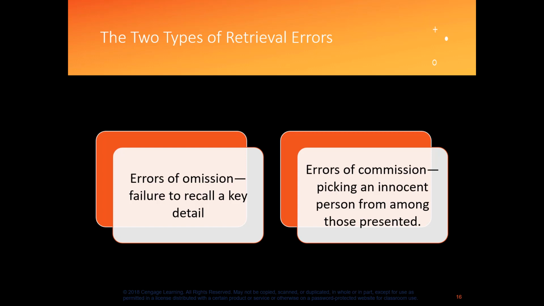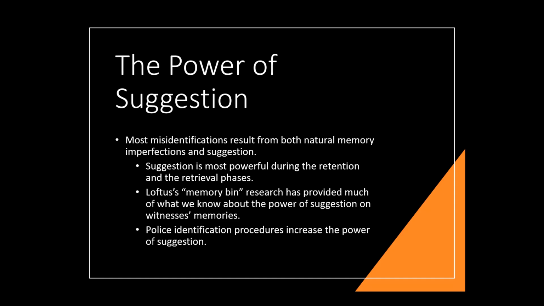And we do have to guard against the power of suggestion. Most misidentifications result from natural memory imperfections and suggestions, and this is very powerful when you're trying to retrieve it. So if a police officer says, again, going back to that example of that baseball cap, what was the baseball cap? What's going to happen is your mind is going to say, well, there was a baseball cap. He just mentioned it. Yeah, I remember it. This is suggestion. And you're going to fill in the blank.